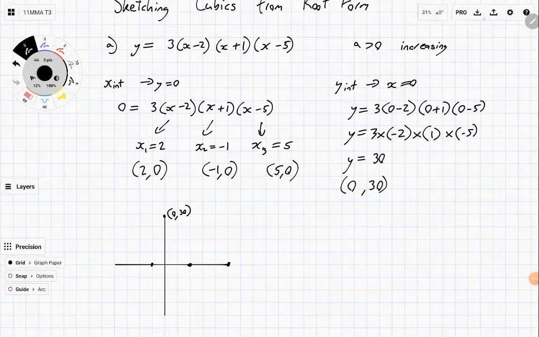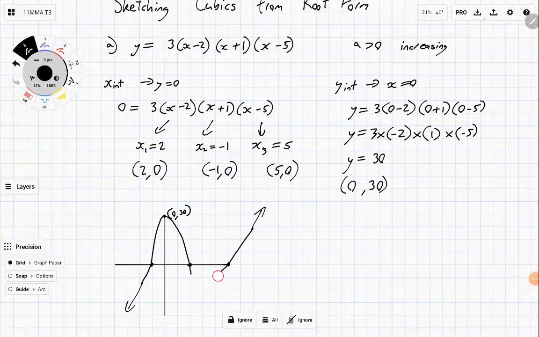So because it's increasing, it means that I know that it's going to be up there like that, and it's going to be down there like that. So it just becomes a bit of a dot to dot. So it's going to go up and down and up. And there we go.